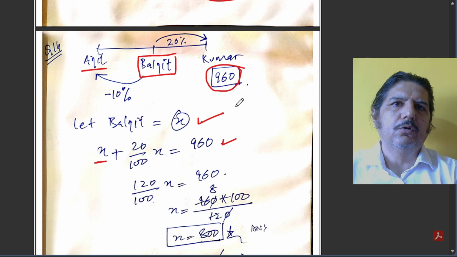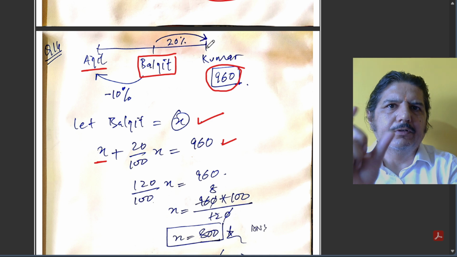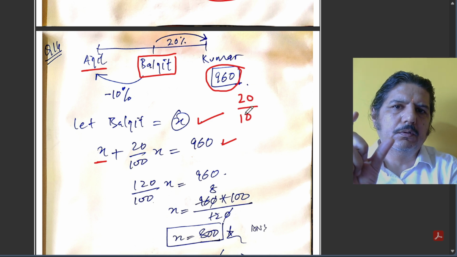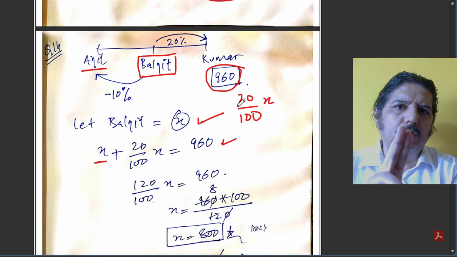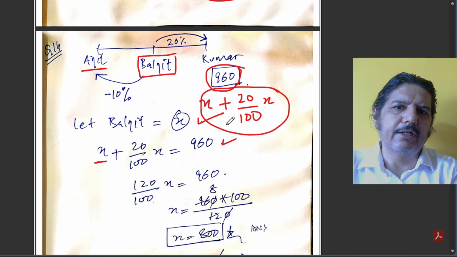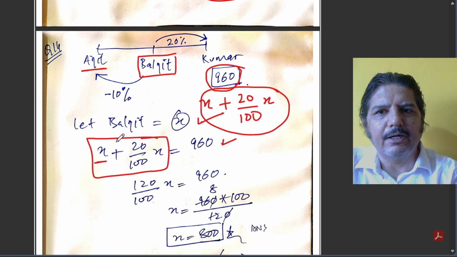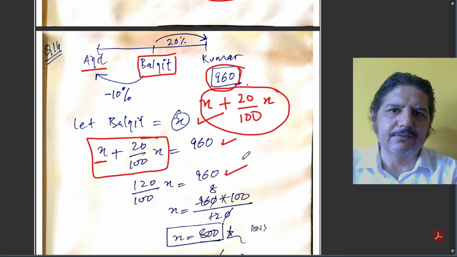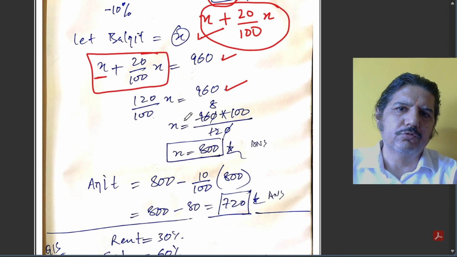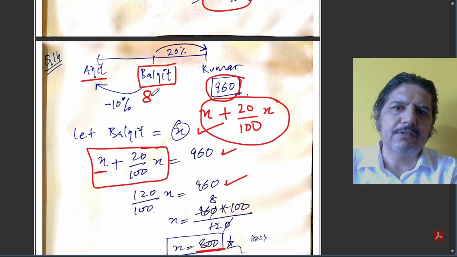See, Kumar is 20% more than Baljit. So what is the difference? The difference is 20% of X, that is 20 upon 100 X. Add X to it, so this would be the marks of Kumar. X plus 20% of X is equal to 960. And like we have done before, you will have to add both of these. This will be equal to 960. And you have to solve, X is 800. So what this implies is that Baljit's score is 800.